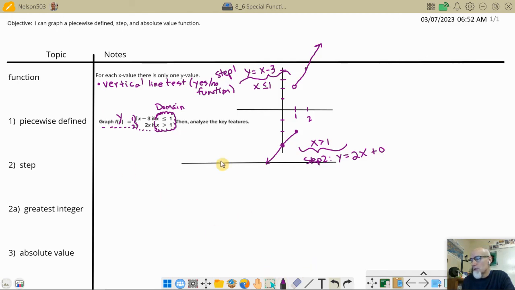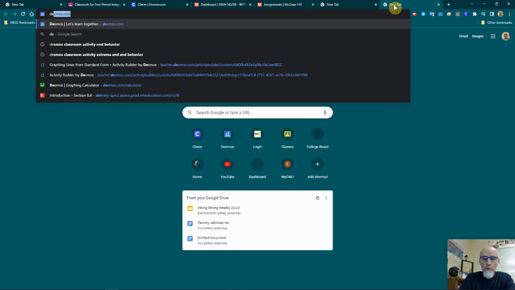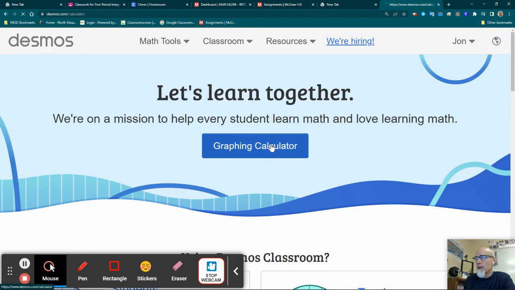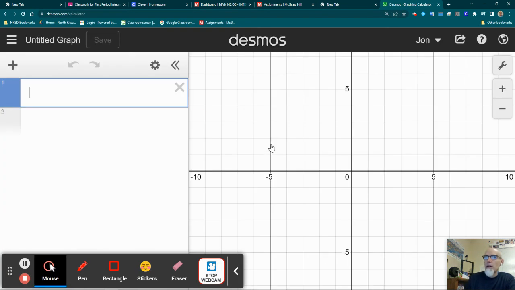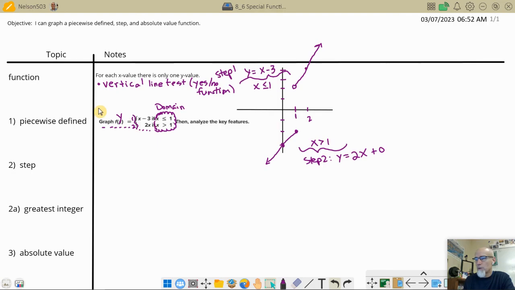If you're not interested in seeing how to do this on Desmos, then just pause the video and try problems 1 through 4 right now. But I think some people are going to be like, hey, show me how to do this on Desmos. So open up your calculator. And I know one of the functions was x minus 3, I think, right? So let's go back and check. Wasn't it x minus 3? Yep, right there's the function.